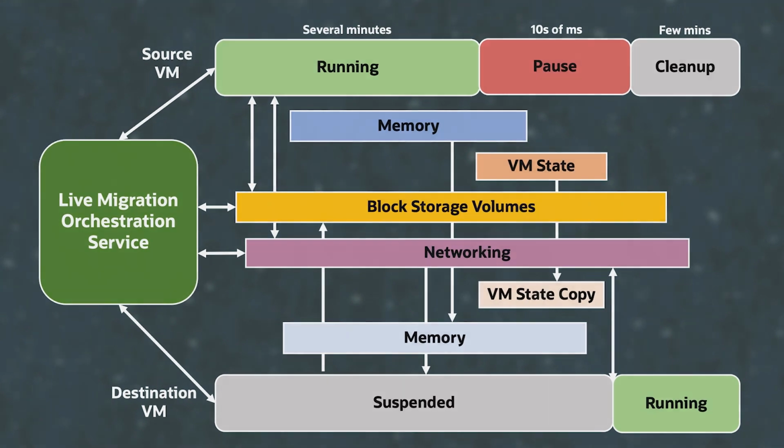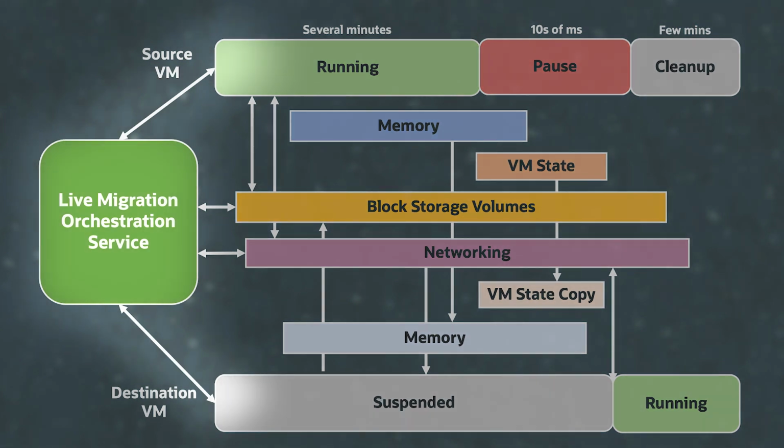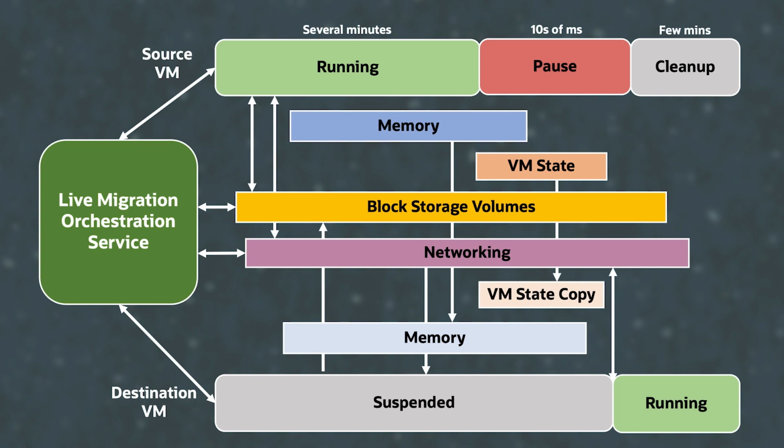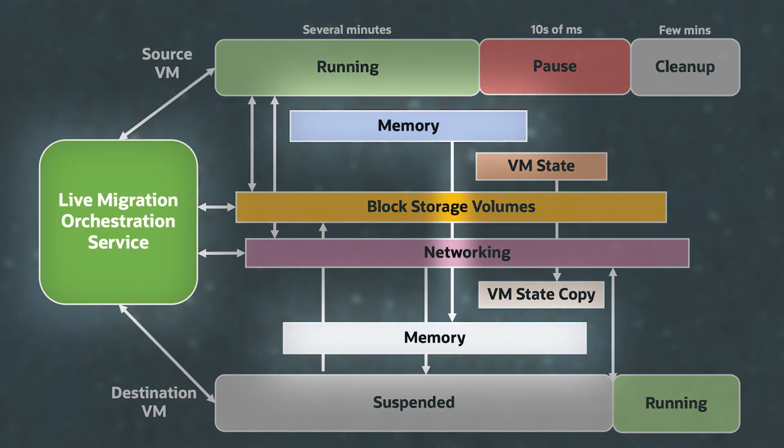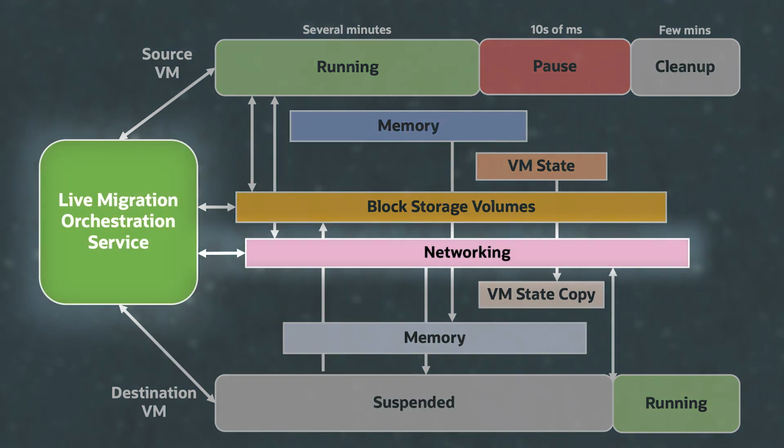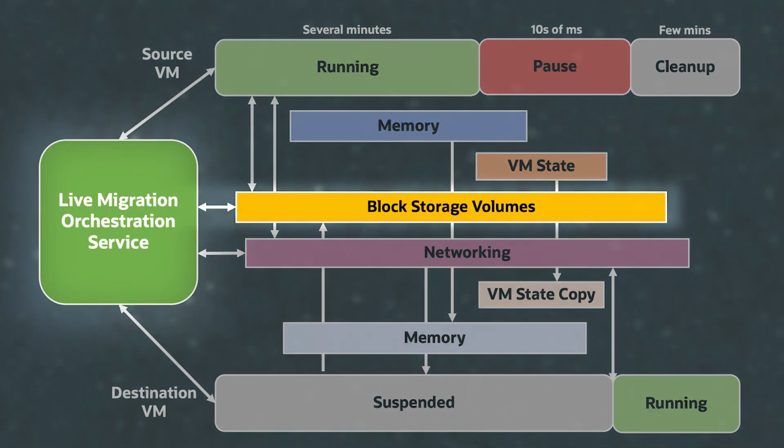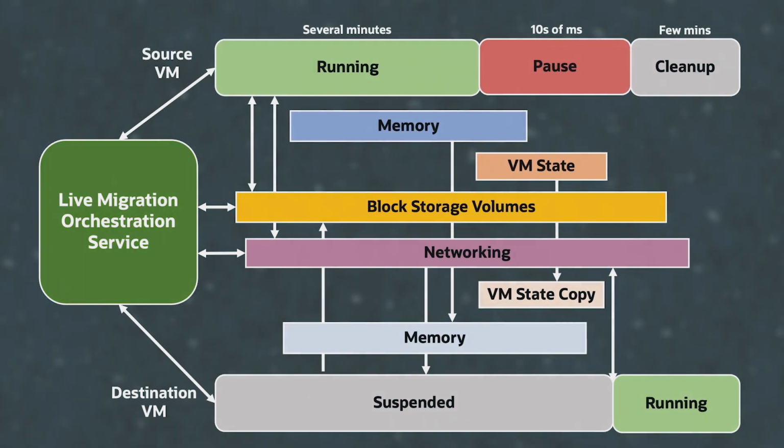For example, it will tell the hypervisor on the destination to pre-create the VM, but not start it yet. It will then tell the hypervisor to start the memory copy process. It will instruct virtual networking to copy flow state and forward packets. It will also work with block storage to implement fencing. And then at the end, it will tear everything down once the process completes.